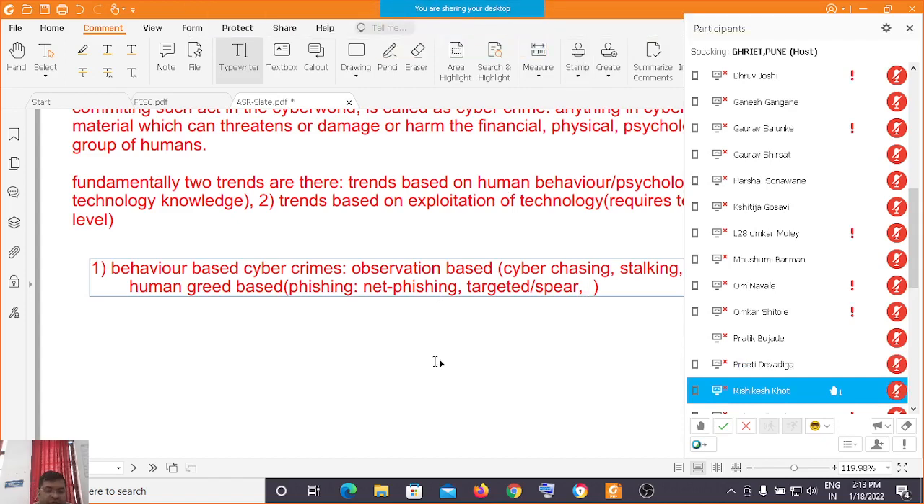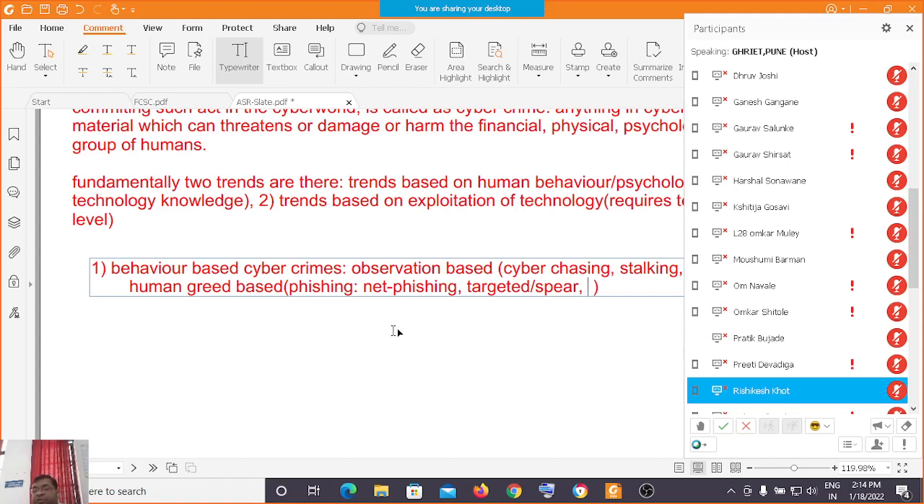So you have these other things that we call phishing. These are the human greed based ways he mentioned. Now what is net phishing? You send an email in bulk to many people to financially defraud them. We call it net phishing.